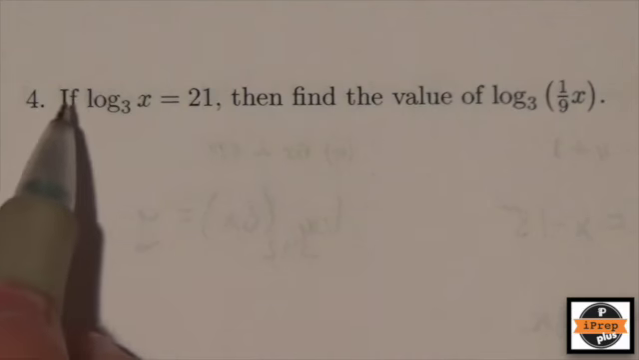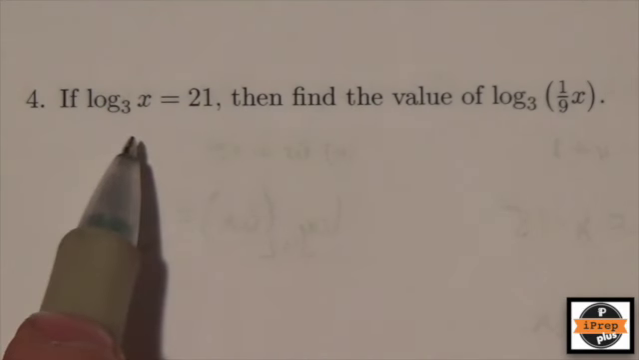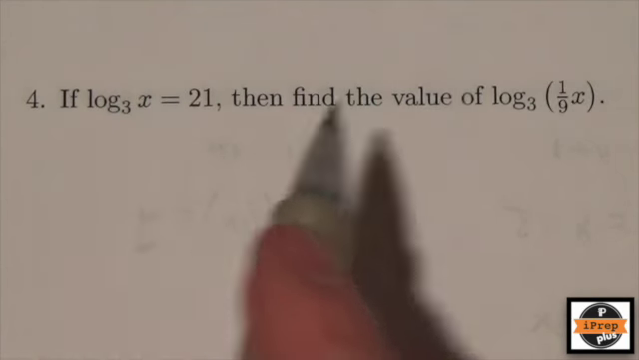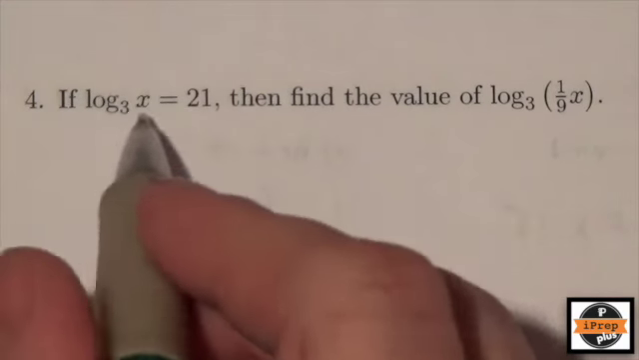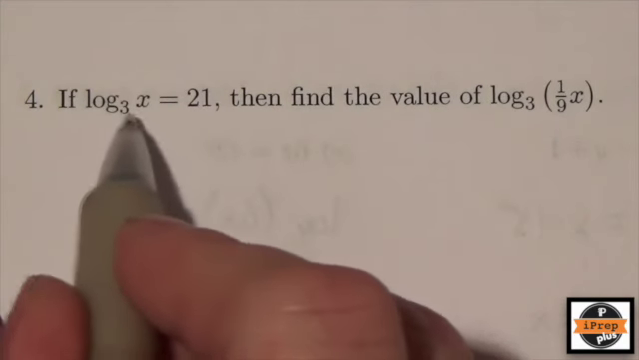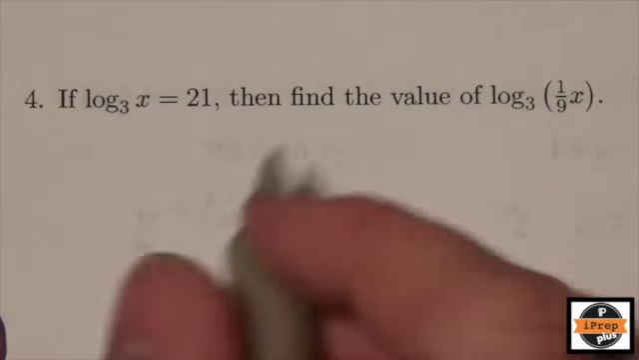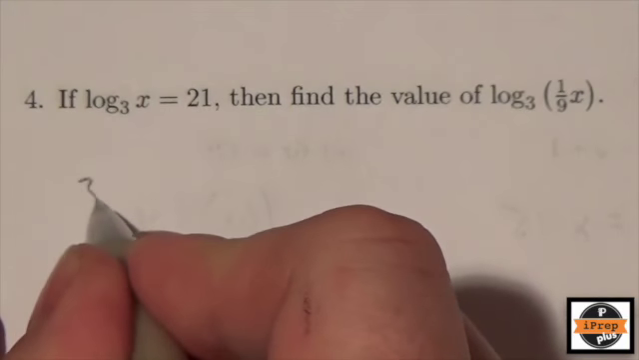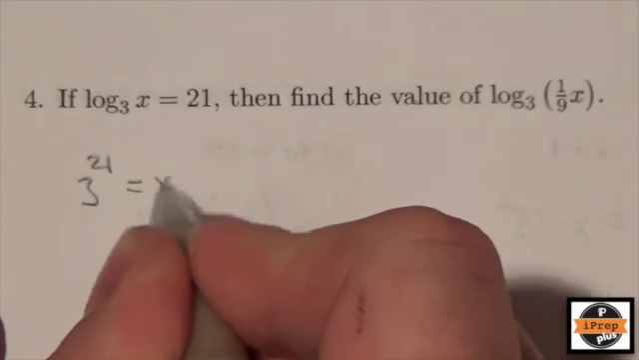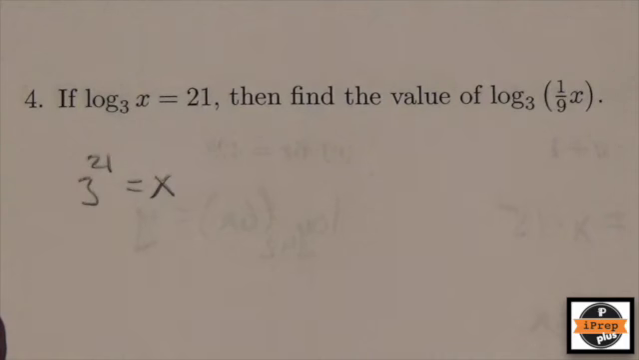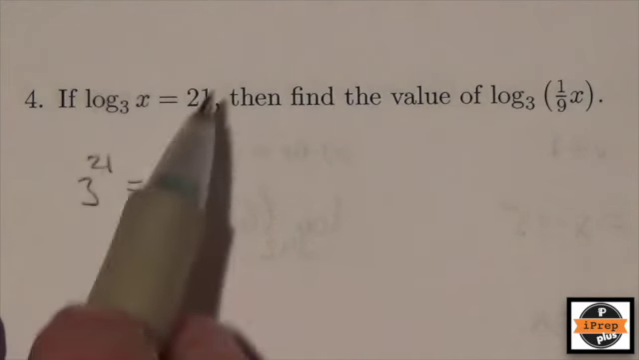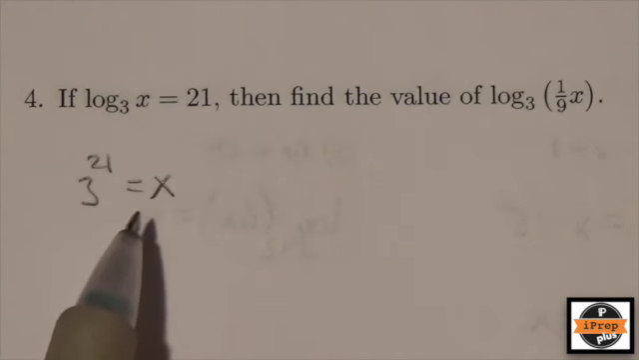One way to think about this is I'm giving you some information right up front about x. So let's pull that information out. To get the x out, I might convert this to exponential form. So this would be 3 to the 21 is equal to x. Just by converting this first logarithm to exponential form, I get a little bit of information about x.